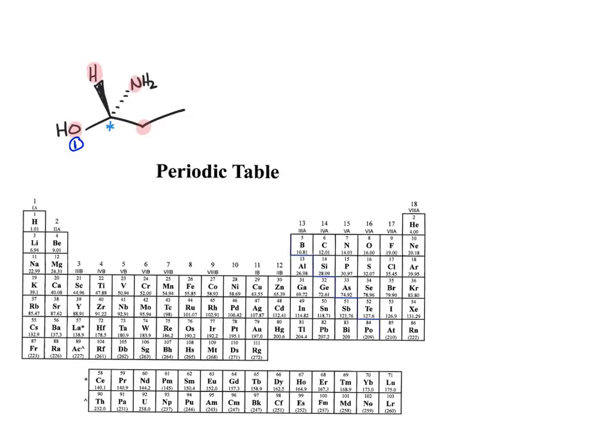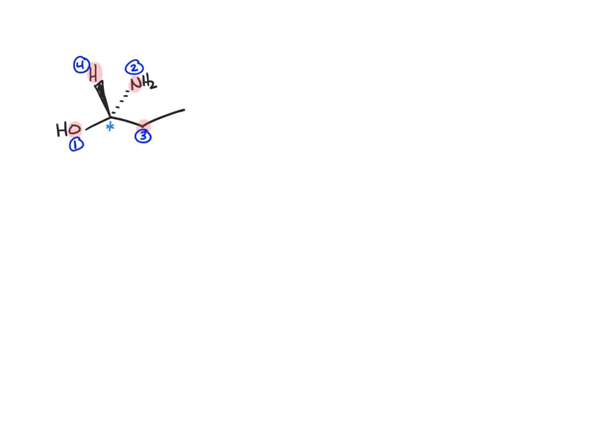Next we have nitrogen, which is atomic number 7, priority 2. Carbon, which is atomic number 6, that's priority 3. And hydrogen, atomic number 1, that's priority 4. Now we have to get our priority 4 group to the back, and there's a couple of ways you can do this.